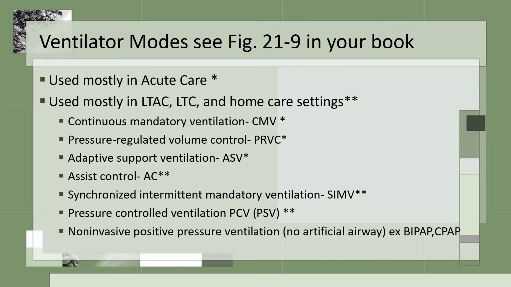The next one is pressure regulated volume control. PRVC provides volume-controlled breaths with the lowest possible pressure by slowing inspiratory flow and time. Adaptive support ventilation adapts the number of mandatory breaths from the ventilator to the patient's breathing pattern. This is given as a goal. Usual goal is 100 mL per minute per kilogram.